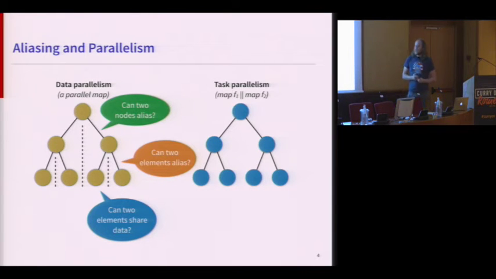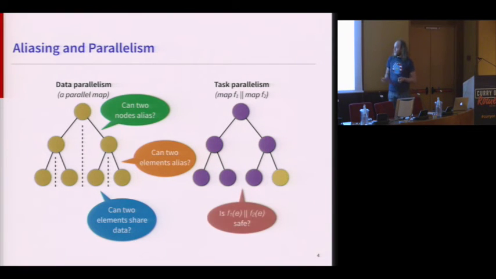A similar example is one where we have a task parallel program. So, for example, when we want to map two things over a tree in parallel. So we have the same concerns as before, but we also need to think about what happens when we apply two operations in parallel to the same element. We need to know if these operations are commutative.